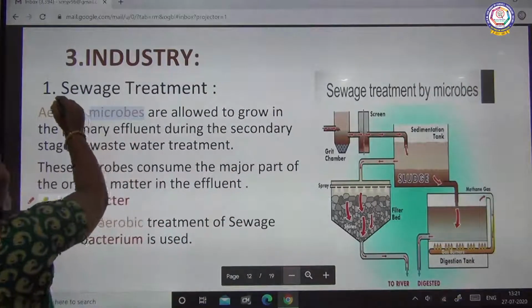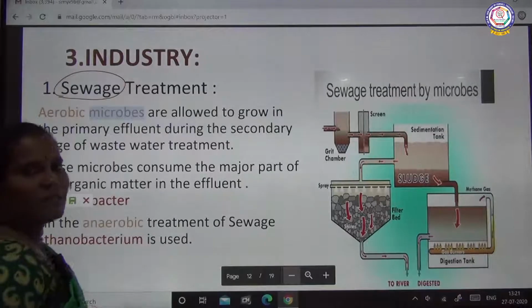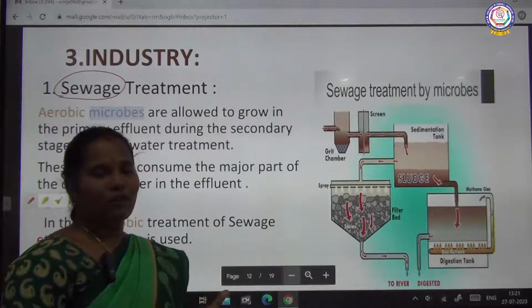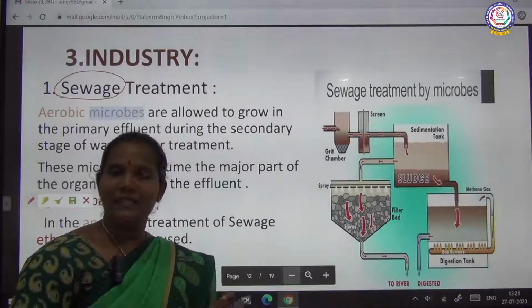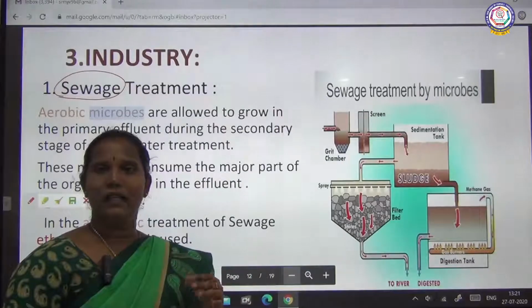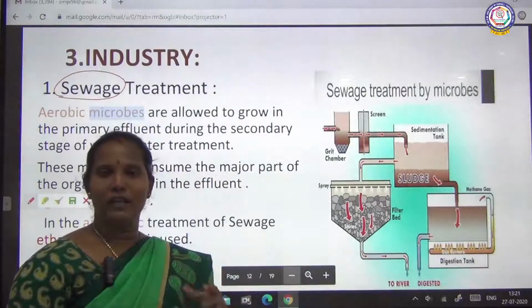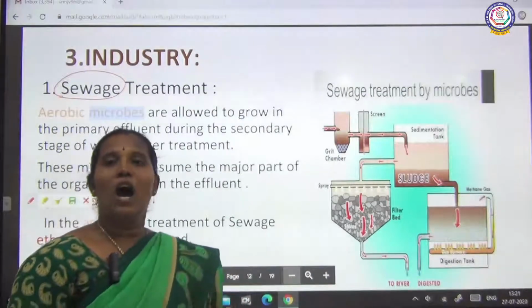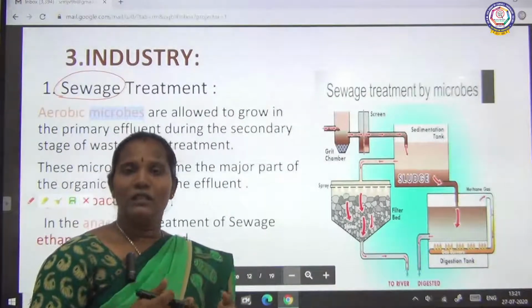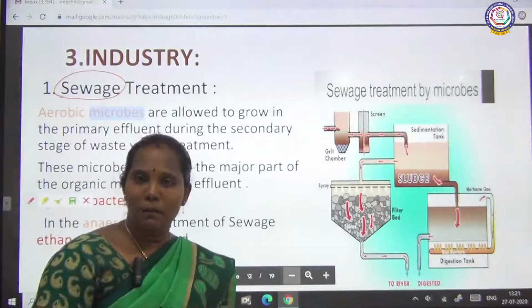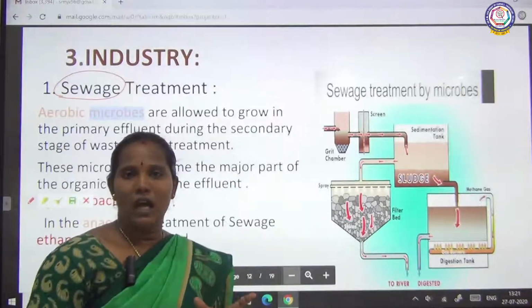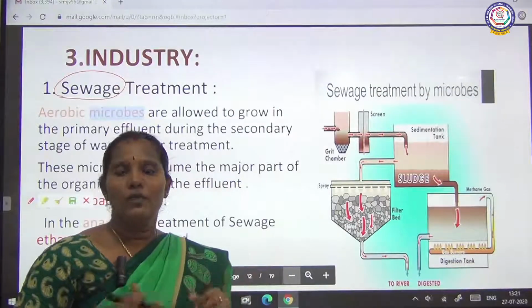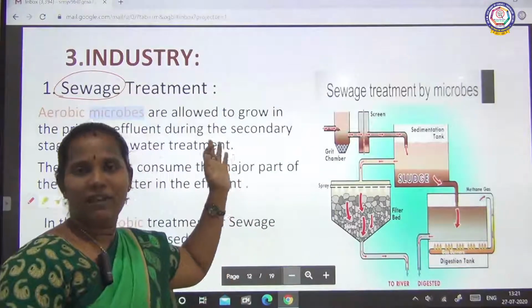What is meant by sewage? Do you know that? Sewage means waste water. You know, some factories let out waste waters. In our houses also we let out some waste waters. So how are these waste waters used? They are filtered using microbes, and then they are usable again, recycled for useful purposes. This is called sewage treatment.